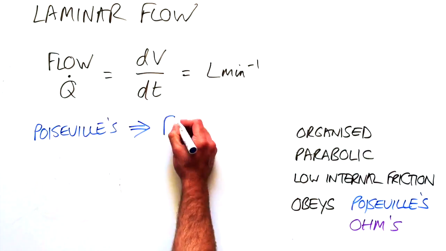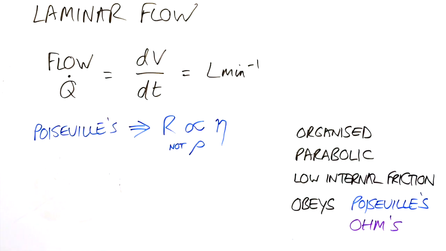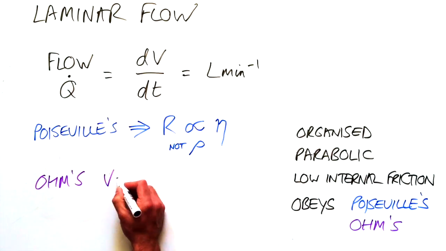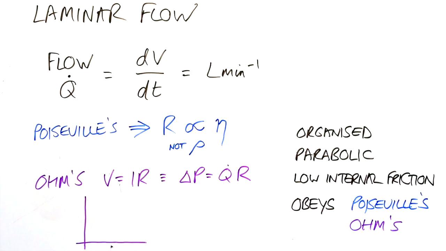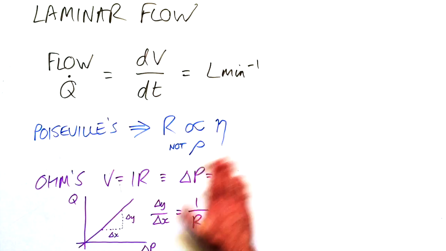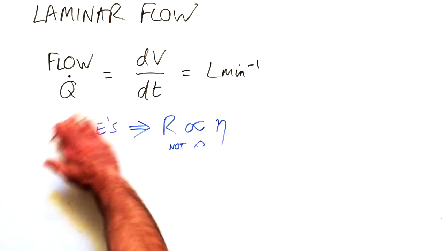So Poiseuille's law implies that resistance is proportional to the viscosity of the fluid, not the density. And Ohm's law implies that V equals IR, so delta P is equal to flow times resistance. This means that there's a linear relationship between pressure drop and flow, and the gradient of the graph is 1 over resistance. Now, both of those facts are true for laminar flow, but not for turbulent flow, and that has crucial implications about efficiency.